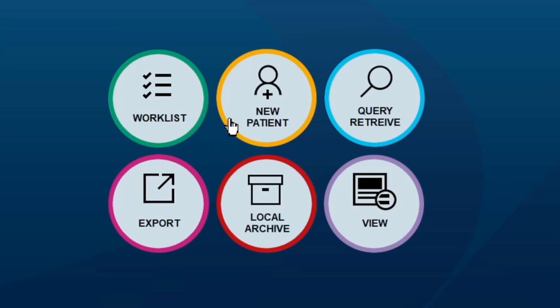On the main screen you will find 6 buttons, each accessing a different feature of the software. Note that each button has a different color. This color continues into the workflow started by this button and helps you distinguish between the different workflows.